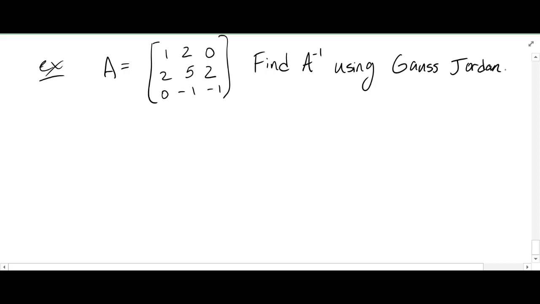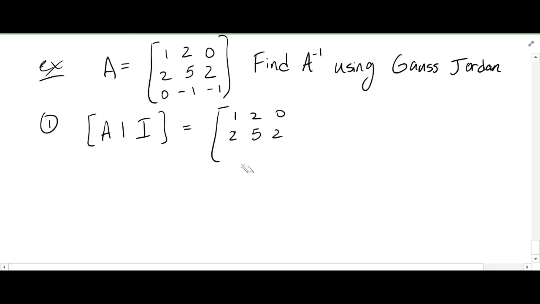So first, augment A with the identity matrix. That's 2, 0, negative 1, negative 1.